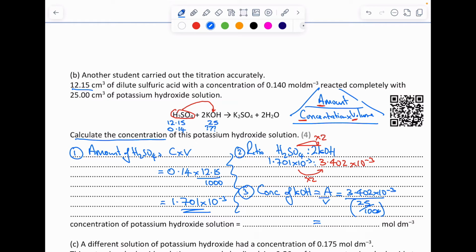So let's do that in this calculator. So divide it by 25, which we need to divide by 1000. And that's giving me an answer here of 0.136 moles per decimeter cubed. Mark wise, there's 4 marks in there, so you're definitely going to get a mark for the final answer. You're going to get a mark for this stage, and a mark for this stage, and then a mark for this stage to get your 4 marks.